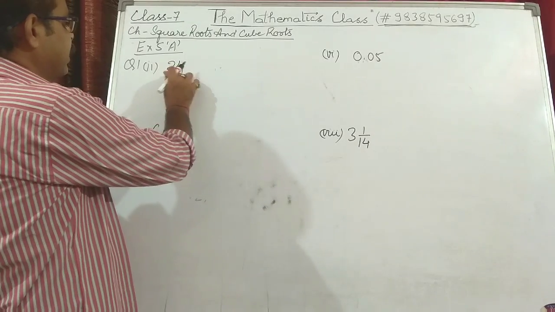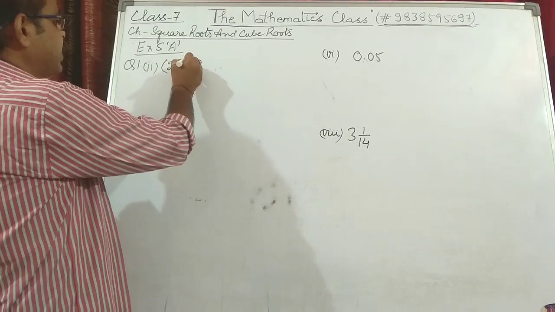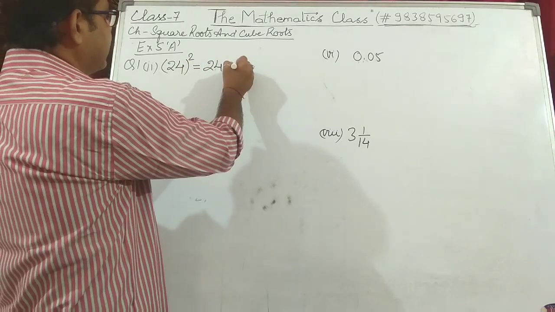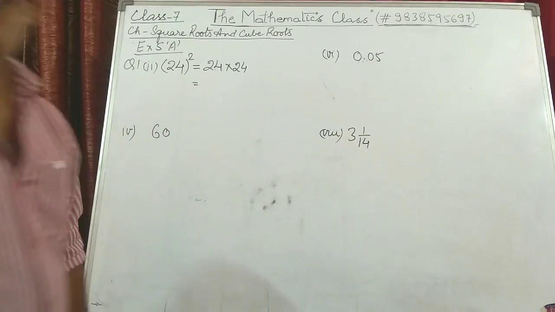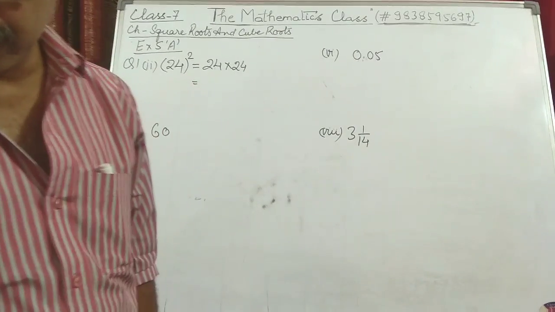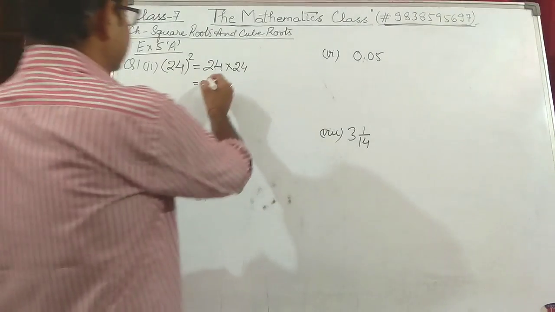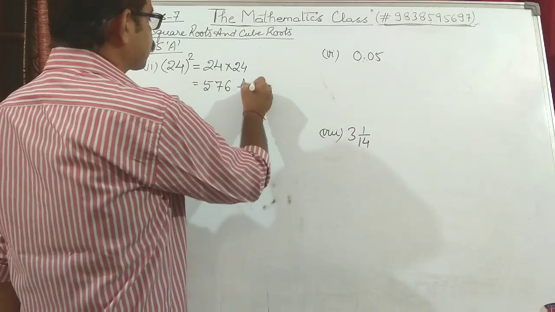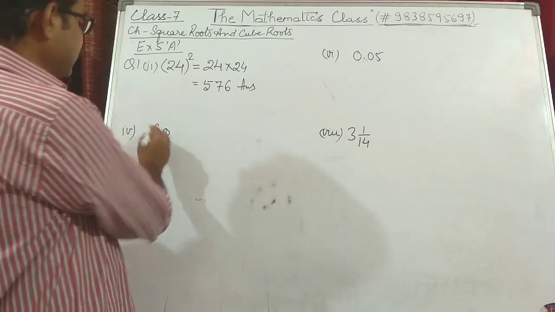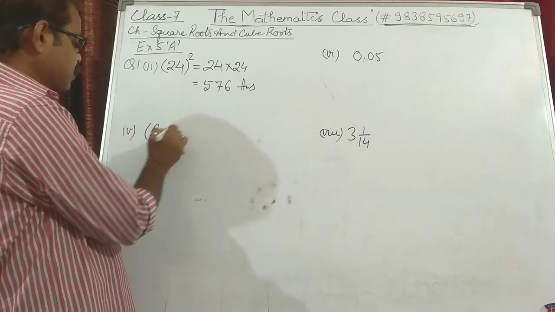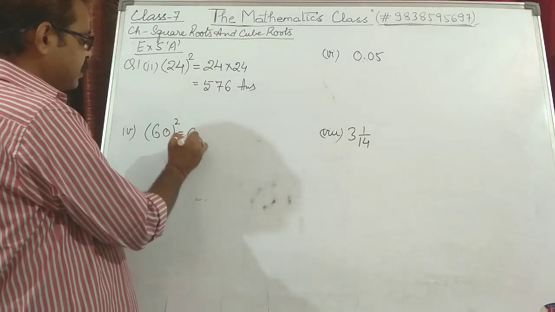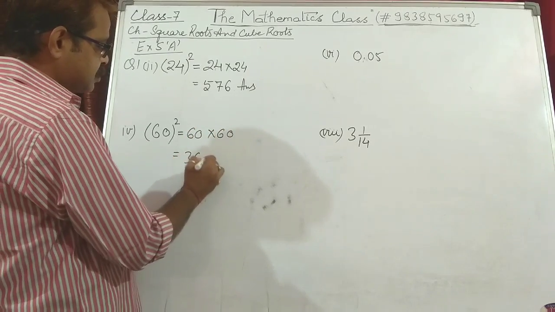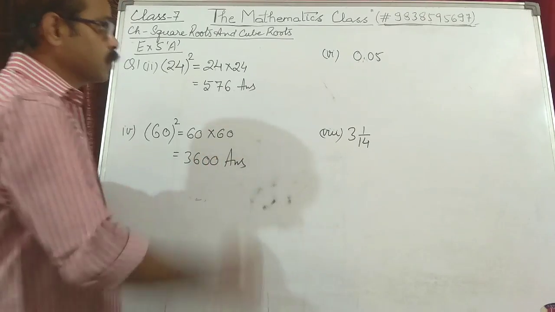So in finding the square, square of 24 will be written like this, and it means 24 into 24. Now when you multiply 24 into 24, you will get, I think, 576, and that is the square of 24. Similarly, you have to find out the square of 60. It means you will write it as 60 square. It means 60 into 60, that is 3600, that is the square.